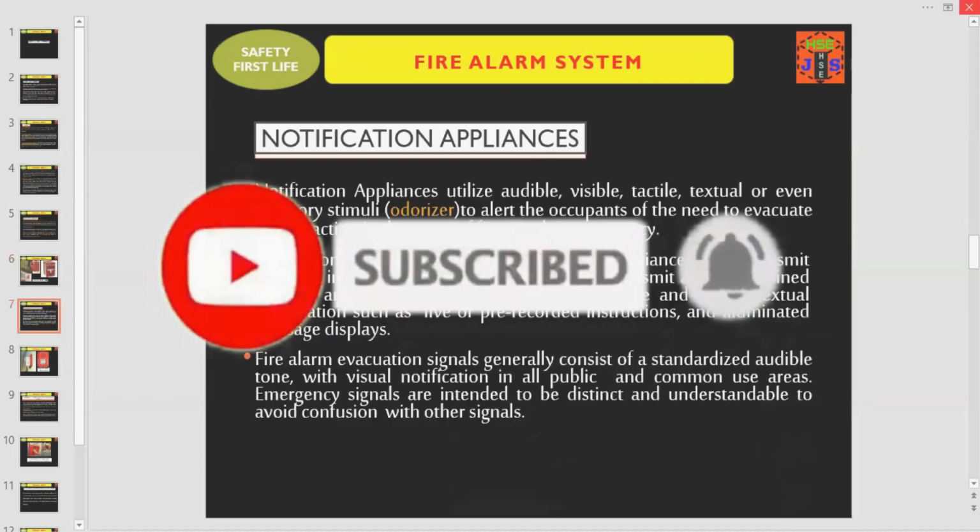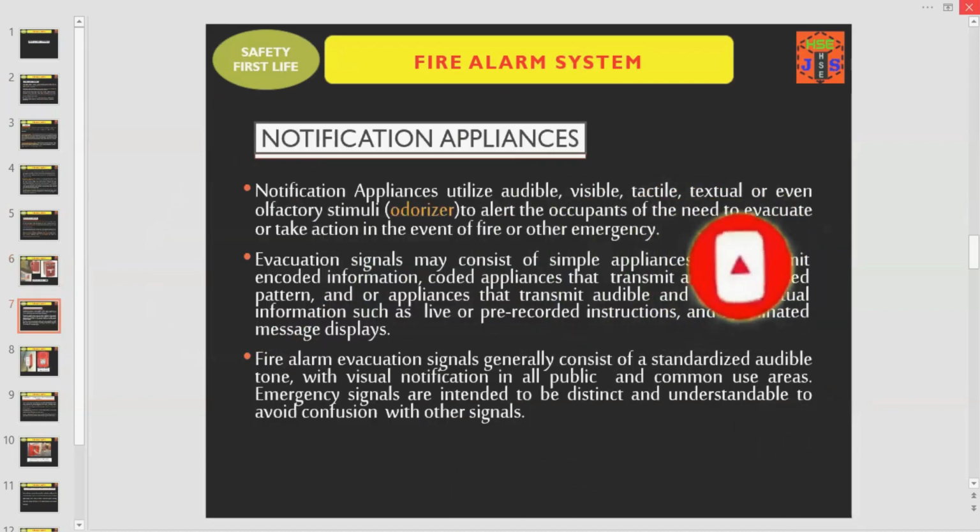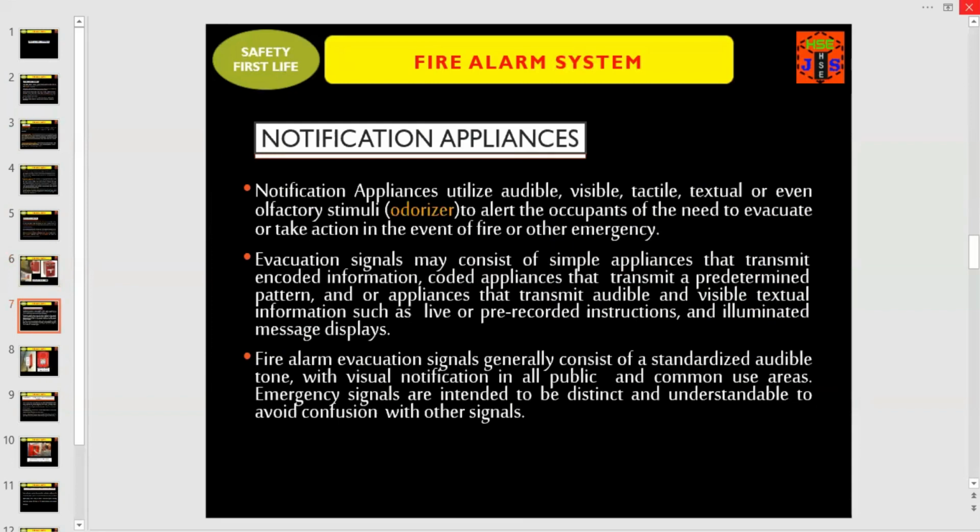Let us talk in detail about the notification appliances. Notification appliances utilize audible, visible, tactile, textual, or even olfactory stimuli, odorizer, to alert the occupants of the need to evacuate or take action in the event of fire or other emergency.